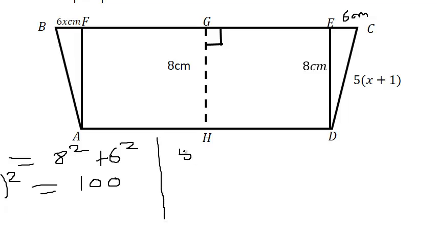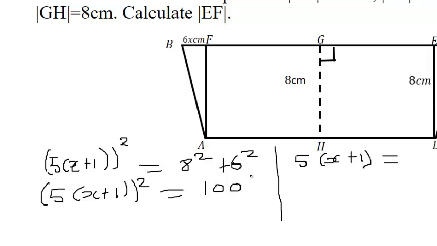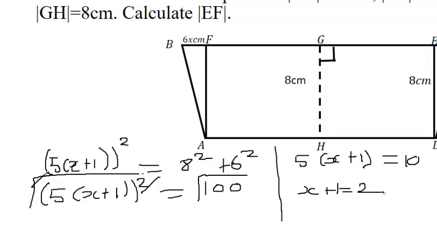So we can rewrite this as 5 into bracket x plus 1 is equal to the square root of both sides. Square root of both sides. So this will cancel this. Then square root of 100 is 10. So we have x plus 1 is equal to 2. Then we must have x equal to 1.